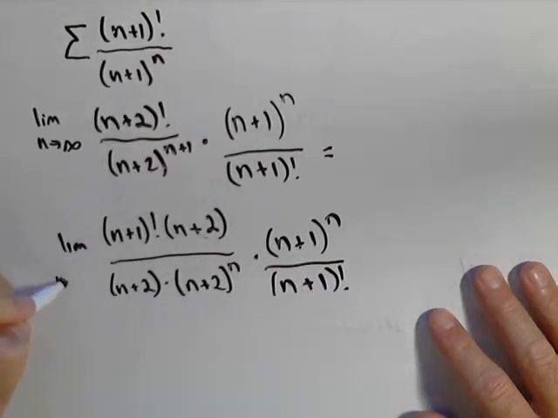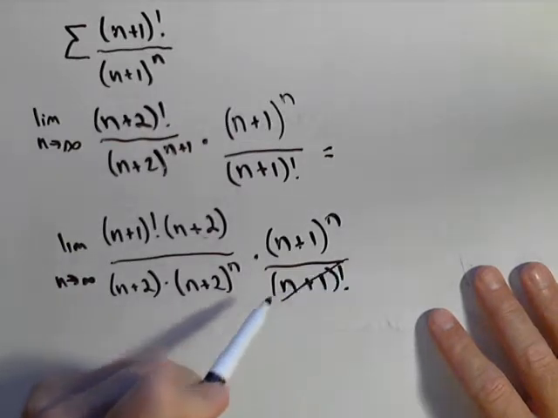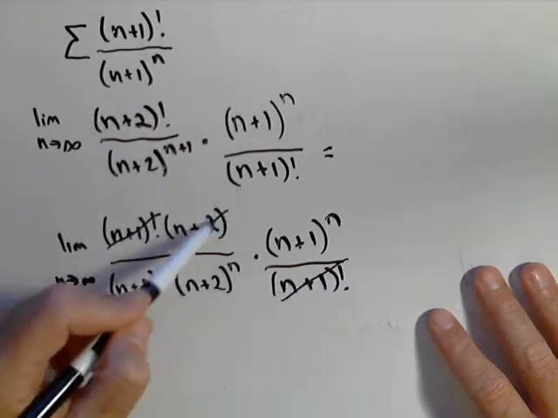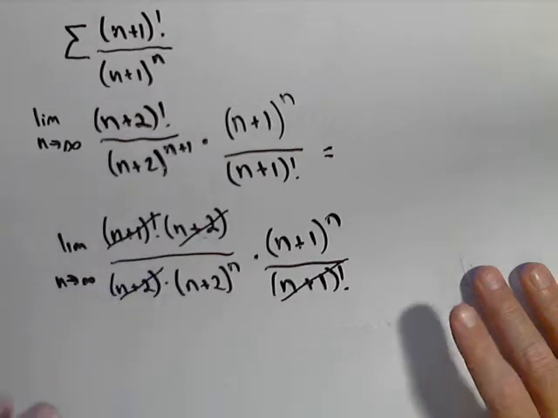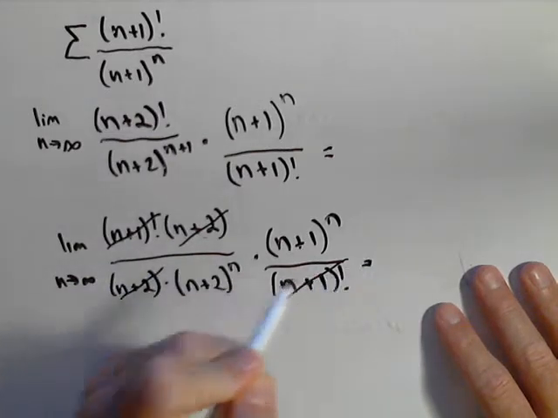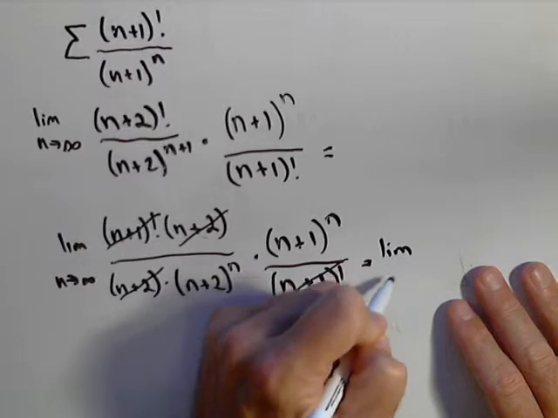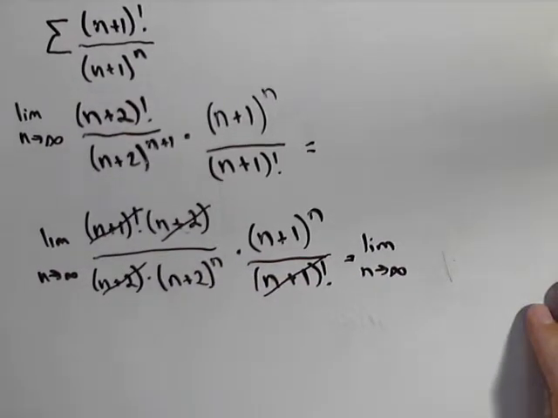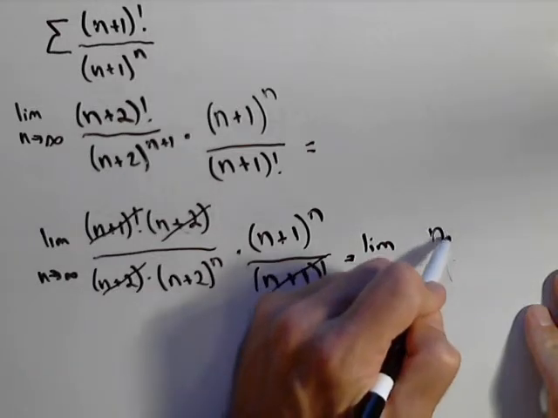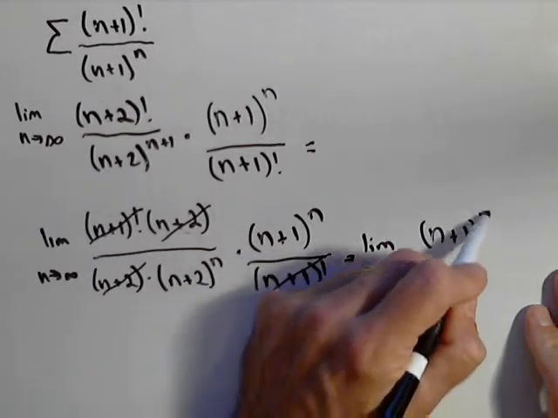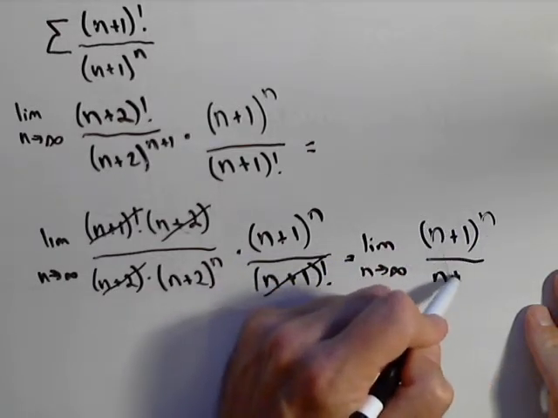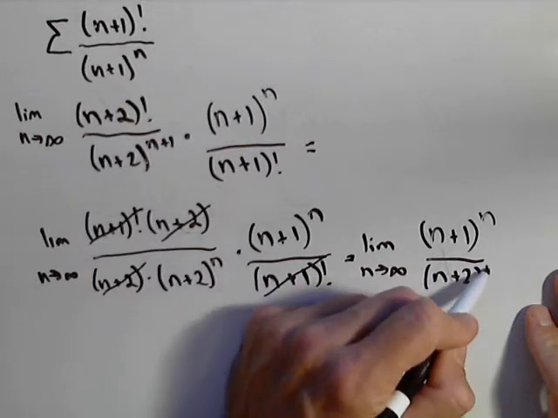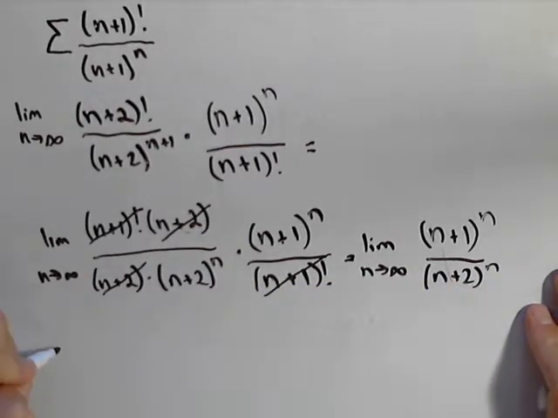Limit as n goes to infinity. Definitely some nice cancels here. Gone. The n plus 2's will cancel. Here's where it's going to get a little bit interesting. We have the limit as n goes to infinity of n plus 1 to the n over n plus 2 to the n, which I can write those both to the same n.